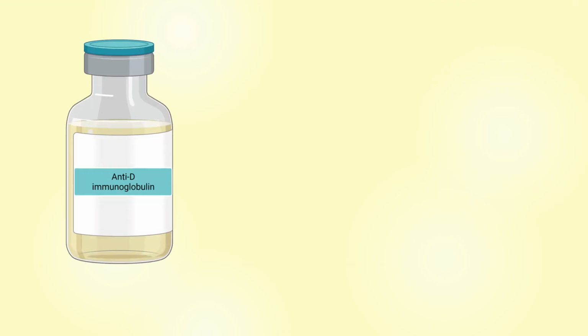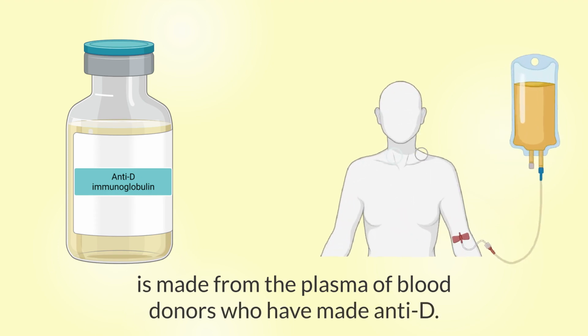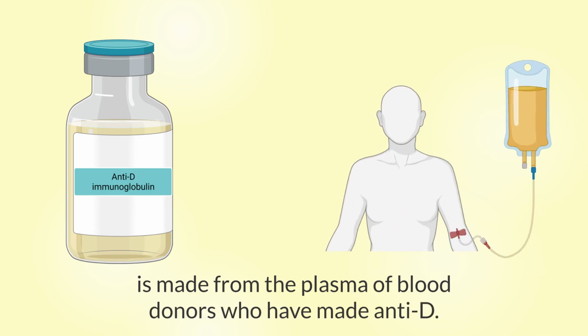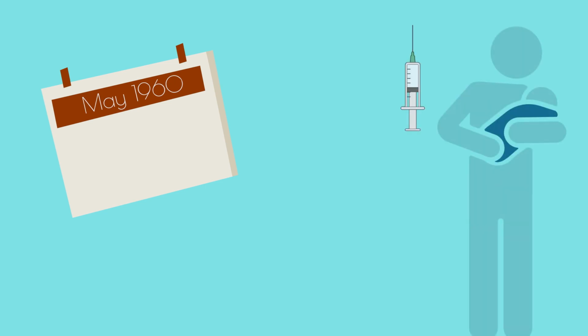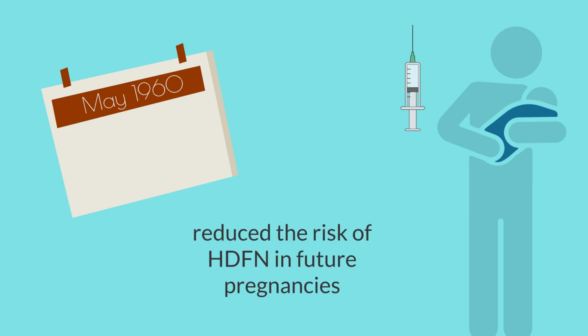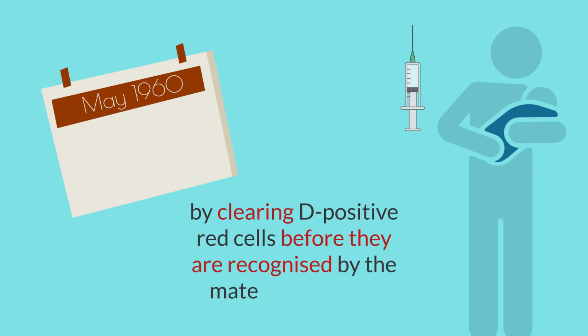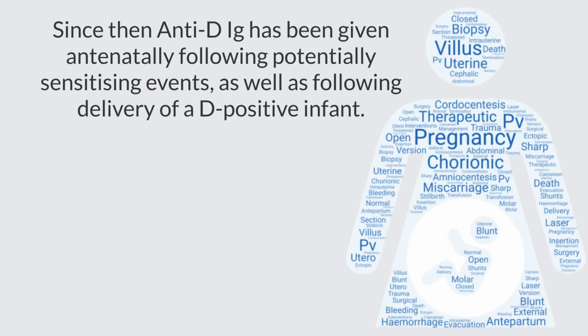The blood product anti-D immunoglobulin, or anti-D Ig, is made from the plasma of blood donors who have made anti-D. In the 1960s, it was discovered that injecting D-negative mothers who had delivered a D-positive baby with anti-D Ig reduced the risk of HDFN in future pregnancies by clearing D-positive red cells before they are recognized by the maternal immune system.